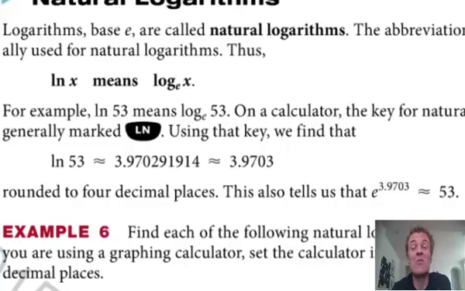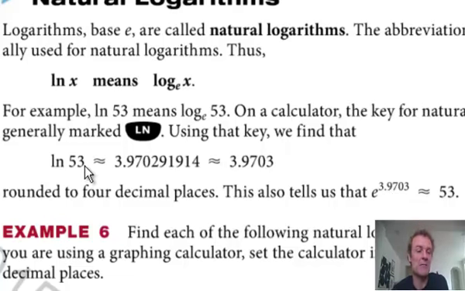Log to base 2 of 8 equals 3, because 2 to the power 3 equals 8. So the base can be anything, but we only have two buttons on the calculator. Right, the natural log of 53. You put it in your calculator, you get 3.97, because e to the power 3.97 will give you 53.